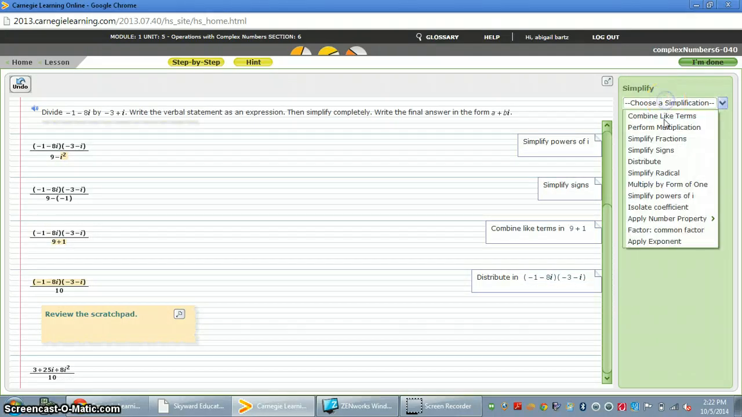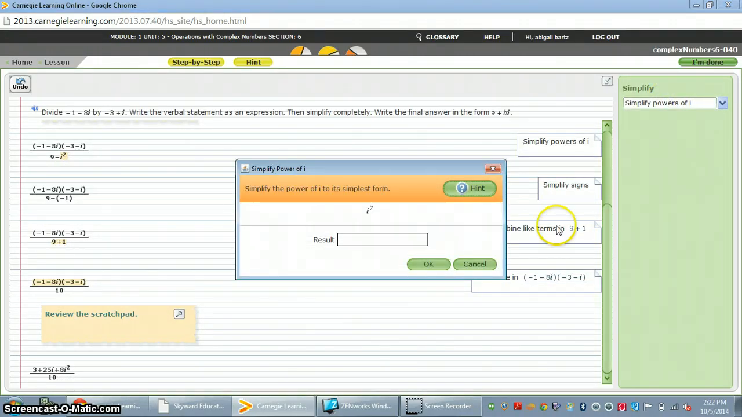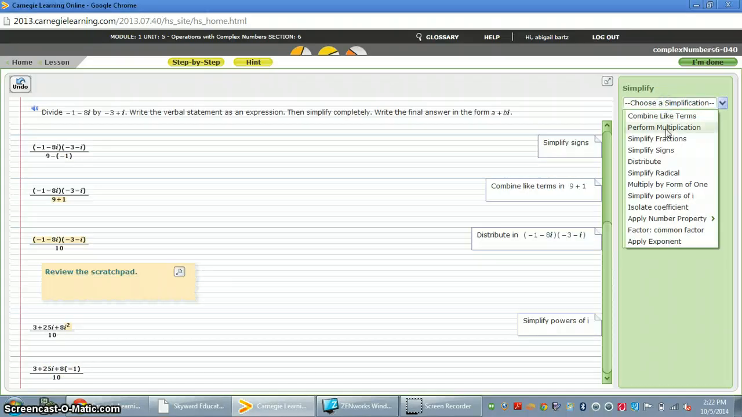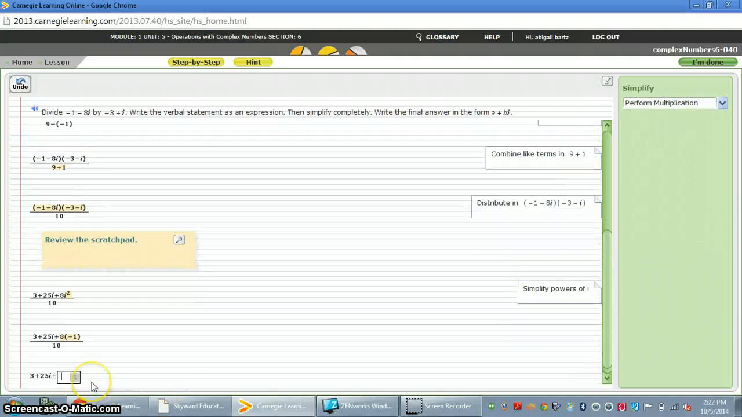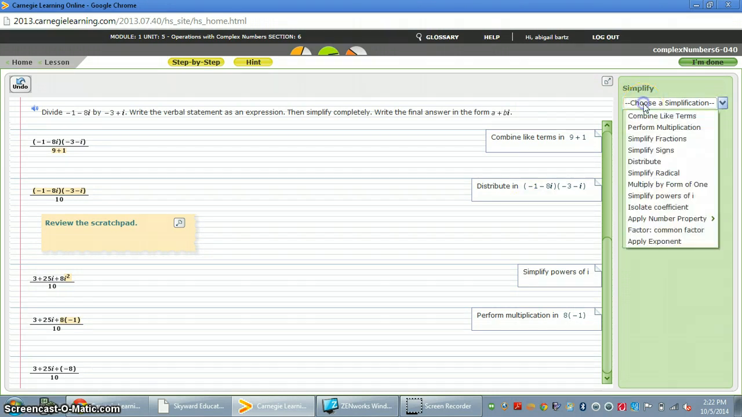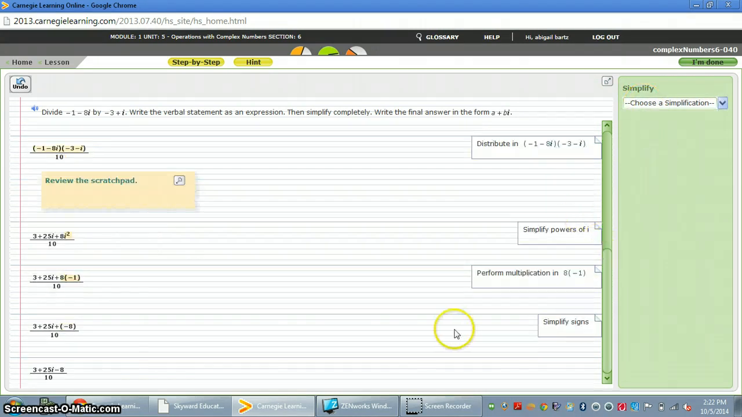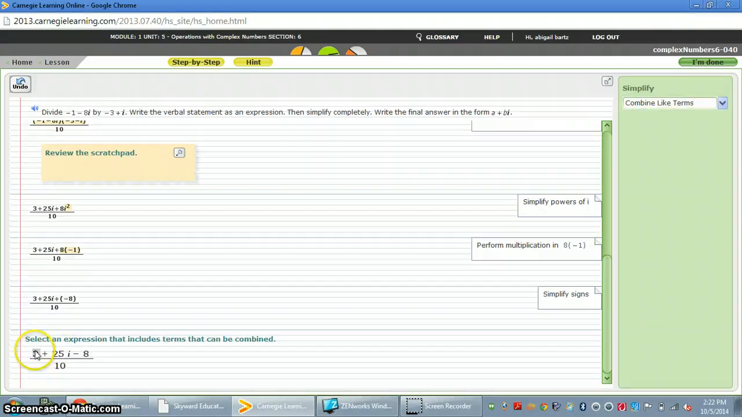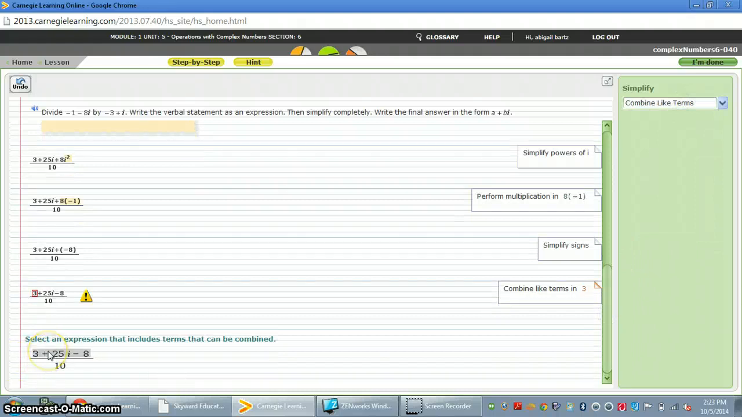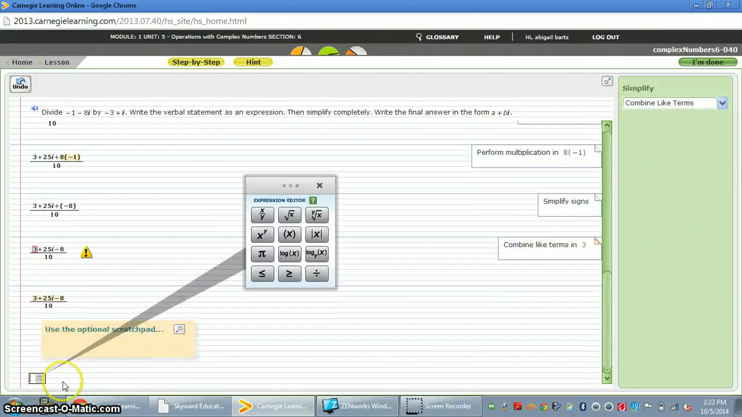Now again, I'm going to simplify my power of i, that i squared. I know that i squared is negative 1, so it replaces that negative 1. I am going to perform multiplication on just those two, and I would get minus 8. I think you could also choose to simplify the signs, and that's what I'm going to do next. Simplify signs. Now I can combine like terms. I'm going to combine the 3 and the minus 8. I have to combine on top, it says select the expression, so the top expression has it, and that would be negative 5 plus 25i.